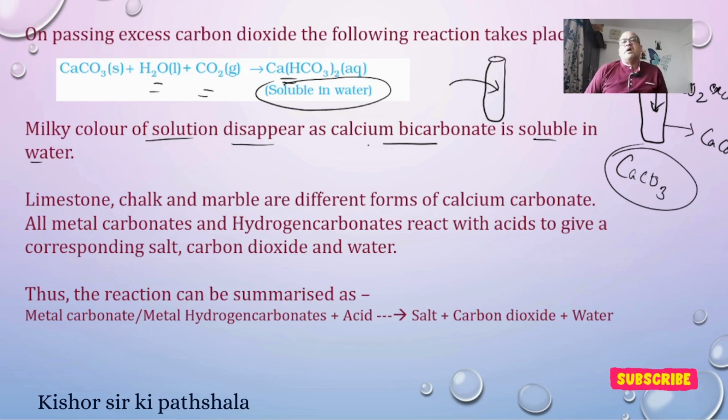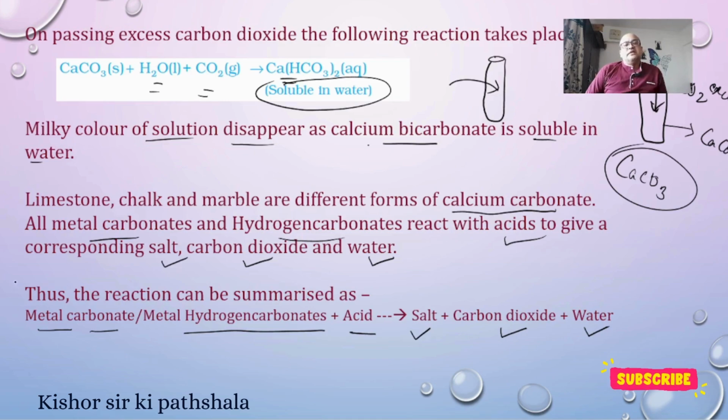Lime water, chalk and marble are different forms of calcium carbonate. All metal carbonates and hydrogen carbonates react with acid to give the corresponding salt, carbon dioxide and water. This is the general reaction we need to remember: metal carbonate or metal hydrogen carbonate plus acid gives salt, carbon dioxide and water.